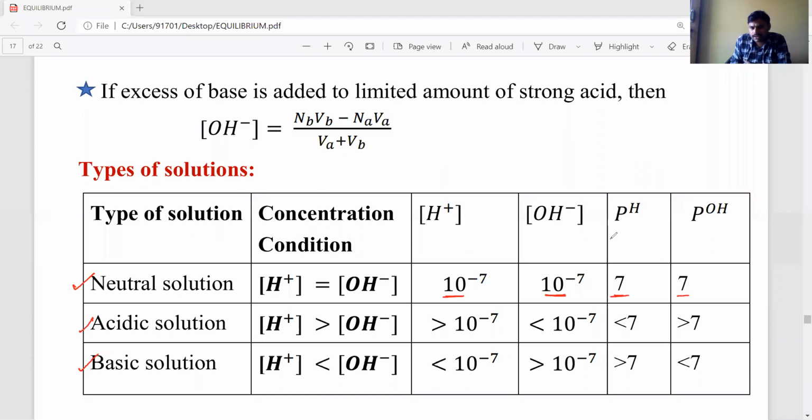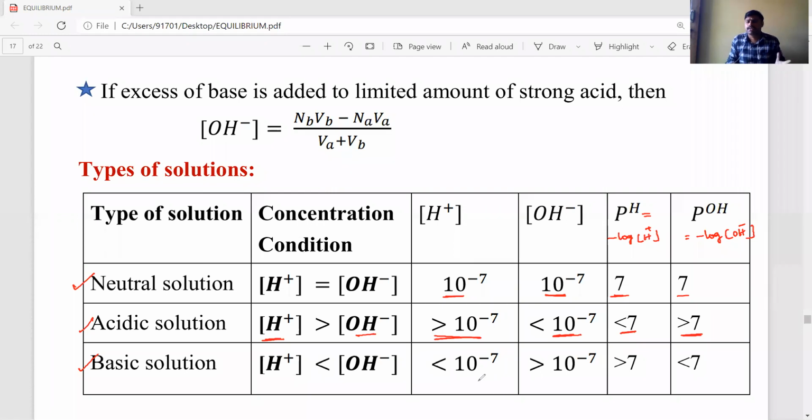The pH formula, we know, is equal to minus log of H+ ion concentration. pOH is equal to minus log of OH- ion concentration. Next, for acidic solutions, the H+ ion concentration is more than OH-. That's why for acidic solutions, the H+ concentration is more than 10 to the power of minus 7 and the OH- concentration is less than 10 to the power of minus 7. So for acids, the pH value is less than 7 and the pOH value is more than 7.